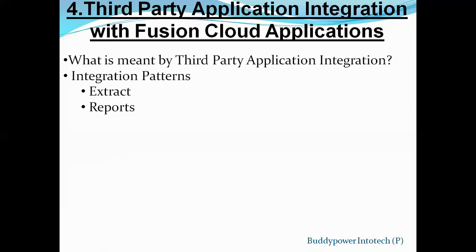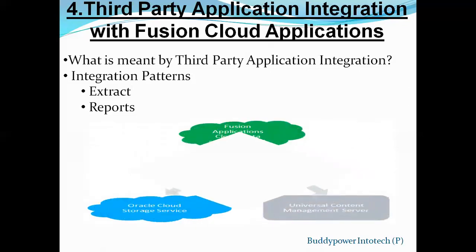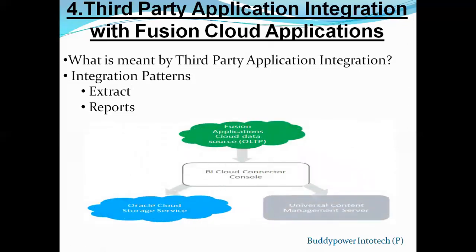Okay, let me wait. I'll show you this example. See here. This is the BI Cloud Connector Console. What is a connector console? This is basically used to extract business intelligence data from Fusion Applications Cloud data source into Oracle storage service. So you can see here, right? This UCM is called the Web Center.